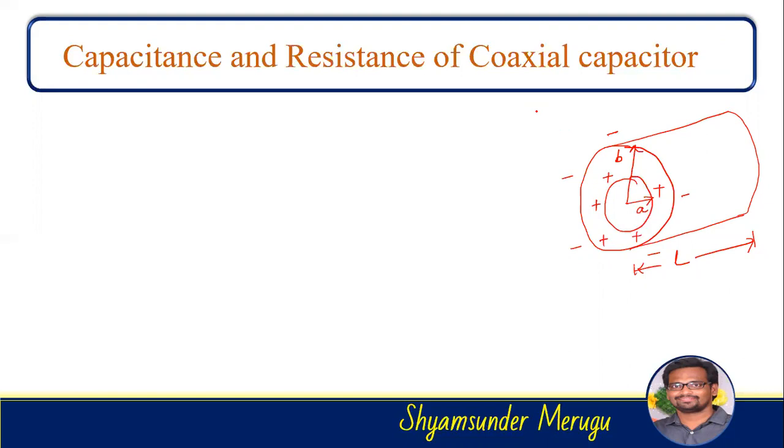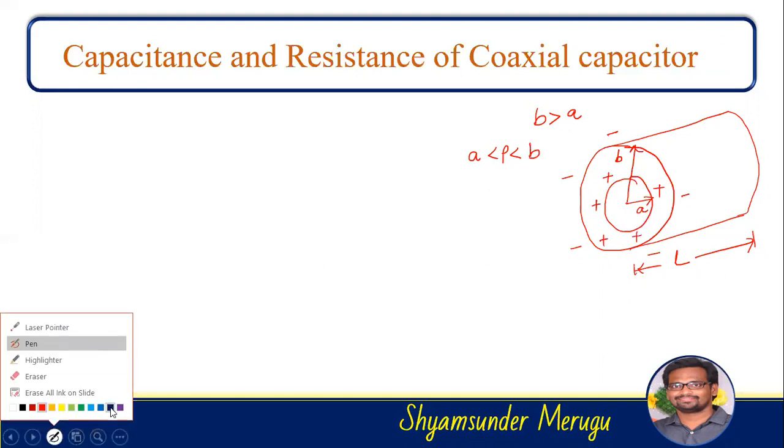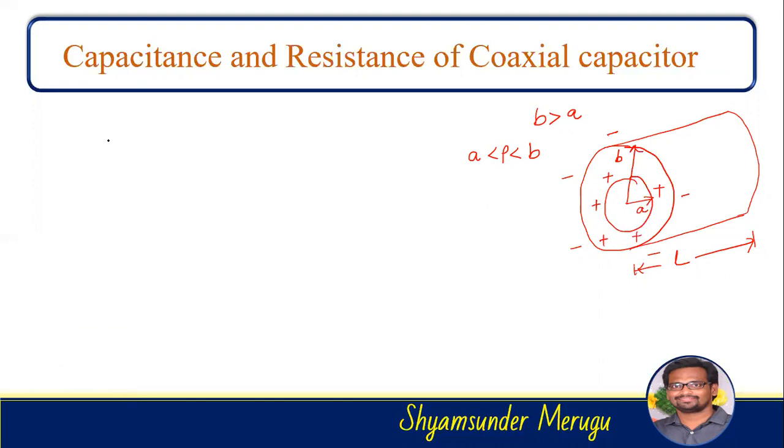So here the radius B is greater than A, and we can also write that as A to B. That means the radius within the coaxial conductors will be between A and B. Now we will derive the expressions for that.